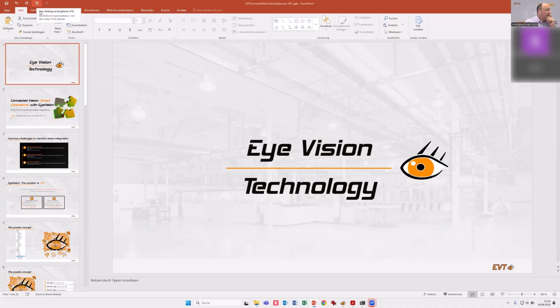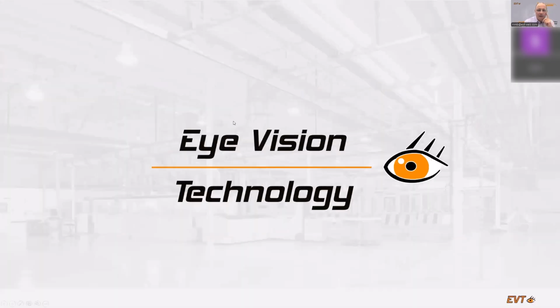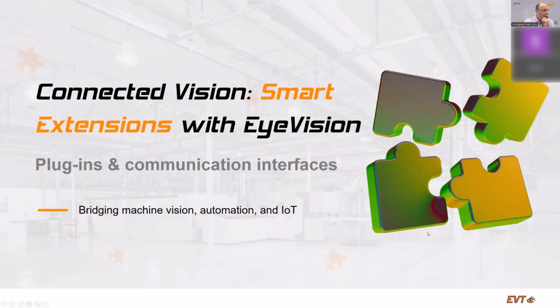Let's start with the presentation. So today we mainly want to discuss the abilities of the EyeVision software related to the integration of new tools or to communicate with other processes, one of the major tasks for all machine vision applications. So the main title is Smart Extensions with EyeVision Plugin and Communication Interfaces.